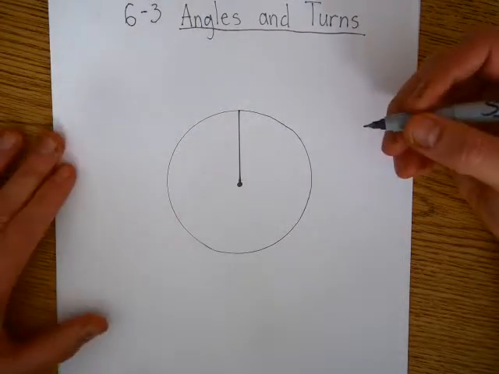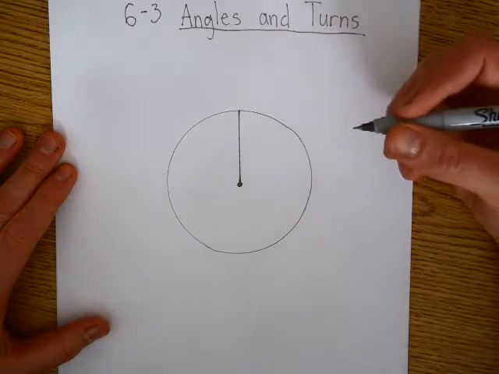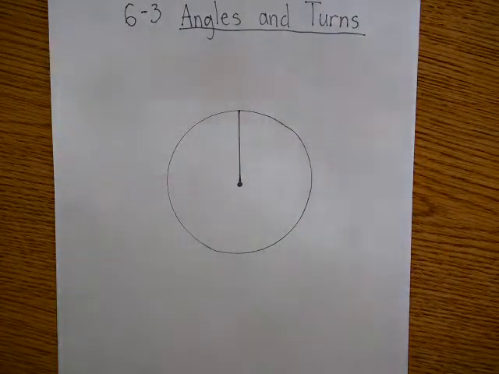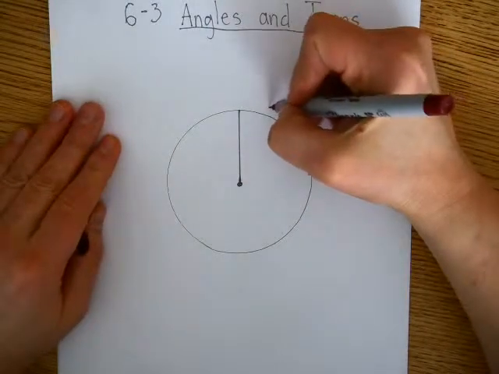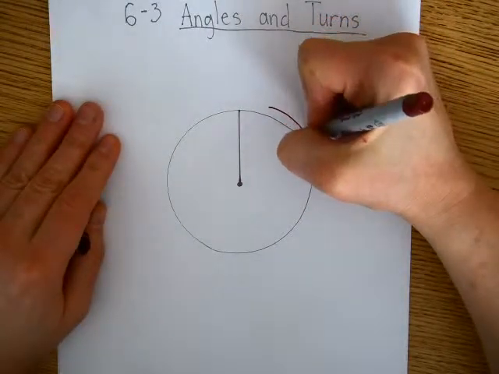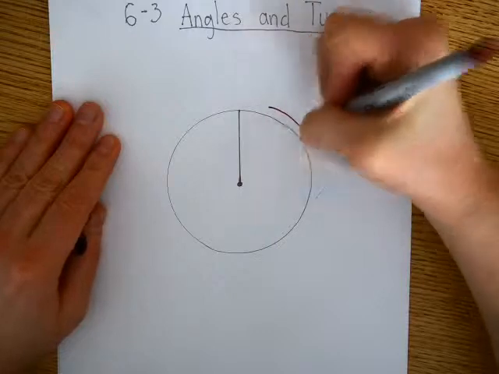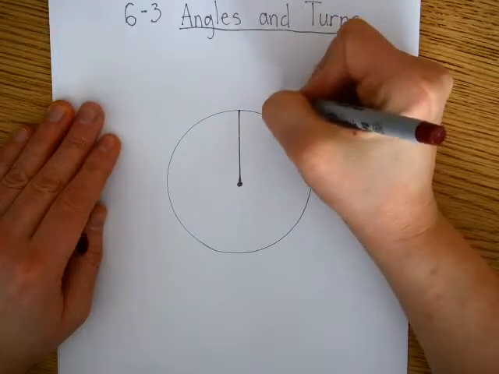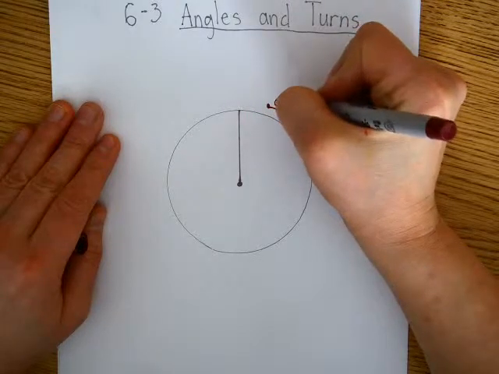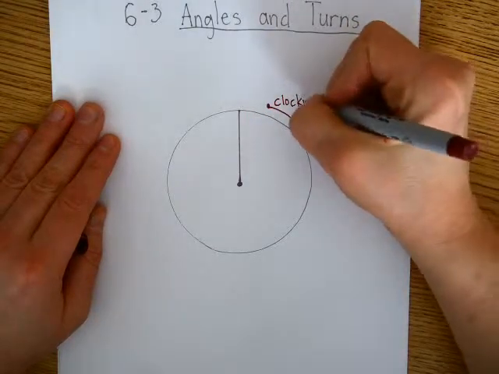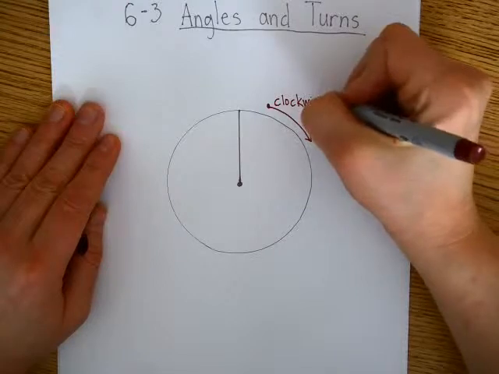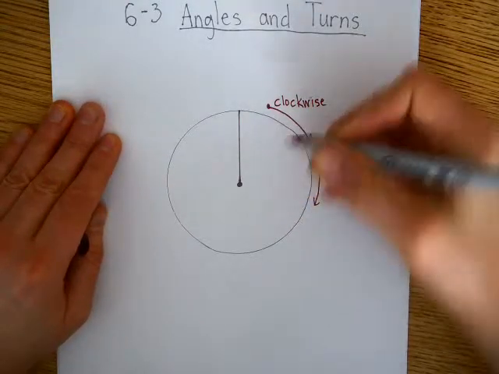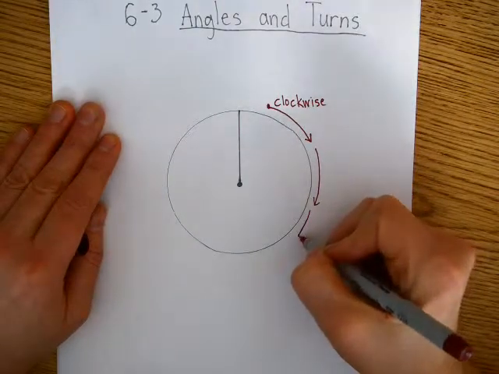So the first vocabulary word we have is clockwise. So for clockwise, we think about a clock. We think about which way the hands on a clock move, and the direction that the hands on a clock move is what we're going to call clockwise. So that's clock and then wise, one word. And that's all the way around the clock. That direction is going to be clockwise.